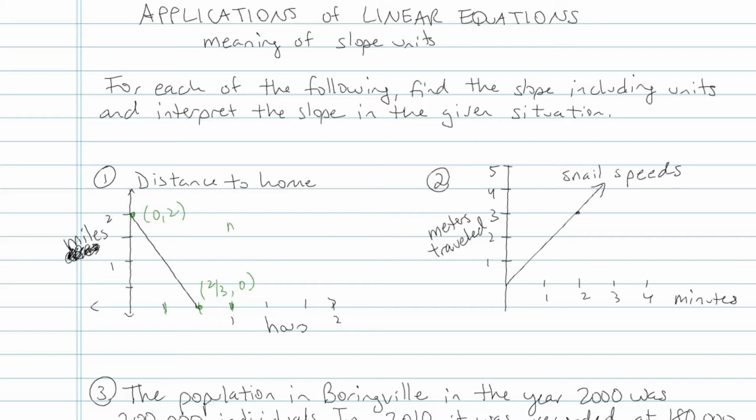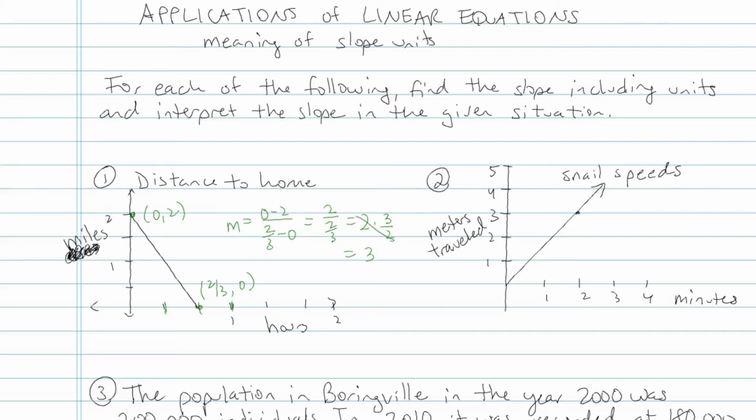So change in y would be 0 minus 2 over change in x, 2/3 minus 0. 2 over 2/3. Dividing by a fraction is the same thing as multiplying by the reciprocal. So that's 2 times 3/2. The 2's cancel out, and my slope number is 3.